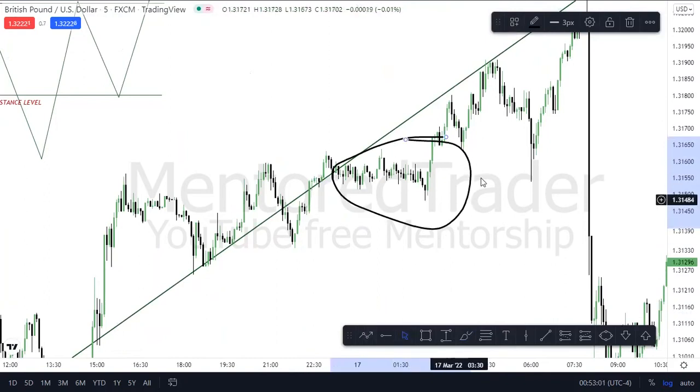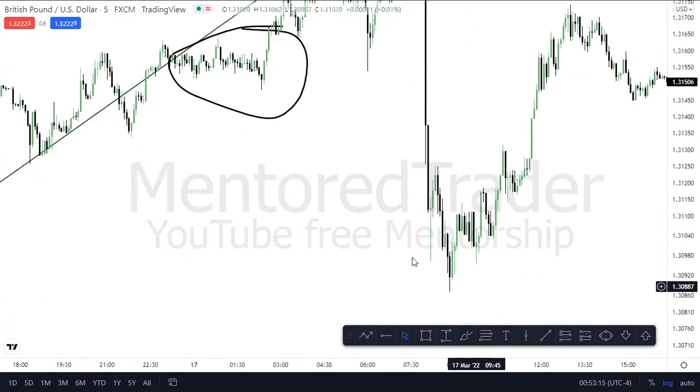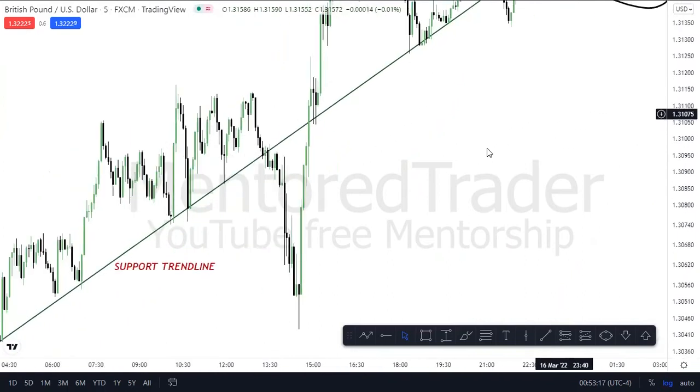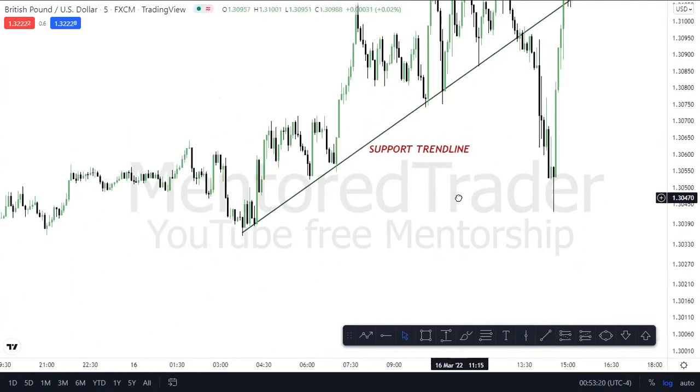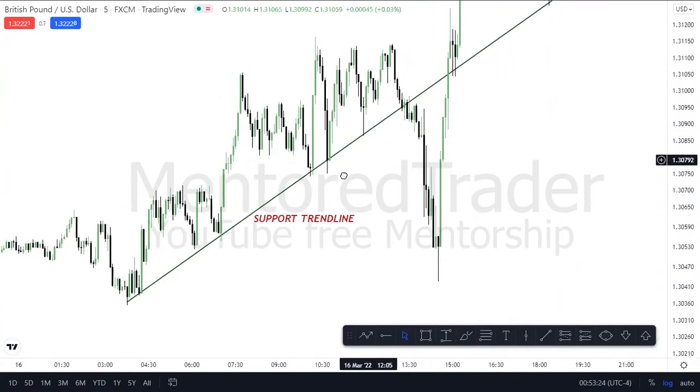Then price started acting as a resistance line. Those you see here have made a resistance line, and here too, acting as a resistance line. After here, we see how price moved down. Okay? I want you to understand this well. It is a support and a resistance trend line.